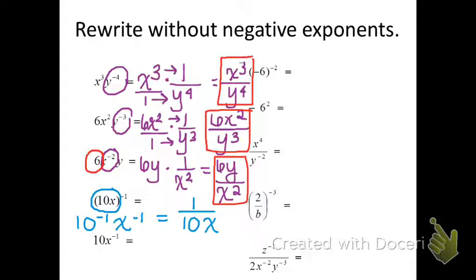Then the last one in this row, this time only the x has the negative 1, so that's the only thing that's going to move. So I'm going to write it as 10 times 1 over x, which really just simplifies to 10 over x.